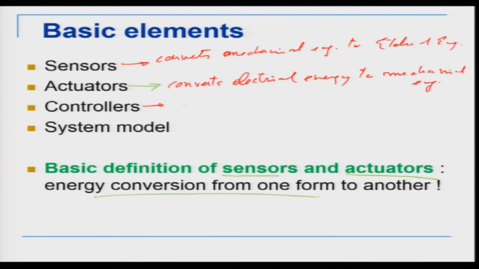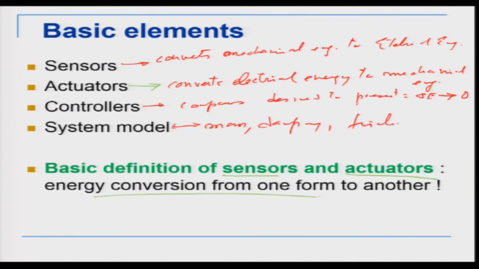What does the controller do? It basically compares desired to present and creates an error, let us call it del E, and this del E it makes equal to 0 and drives it to become 0. The system model of course gives us the basic motion of the system, what is the mass, what is the damping. The system model will be made up of the mass properties, if there is damping in the system and there is friction, etc. So, this basic definition covers all sensors and actuators. They are basically energy conversion from one form to another.